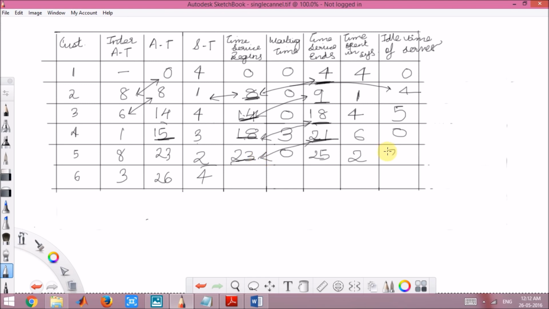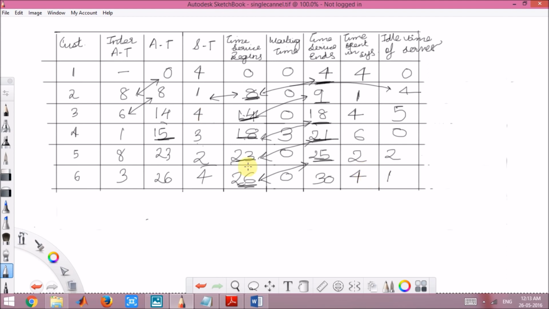Now for the last customer, we have time service begins. So this previous thing ended at 25, it arrived at 26, so again no problem, begins at 26. Waiting time, no, because as soon as it arrived, the server was free. Time service ends is 26 plus 4, that gives me 30. Time spent in the system is service time plus waiting time, that is 4. Finally, the idle time of the server is this minus this, since it is 1, so we have 1. So we have got all the data.